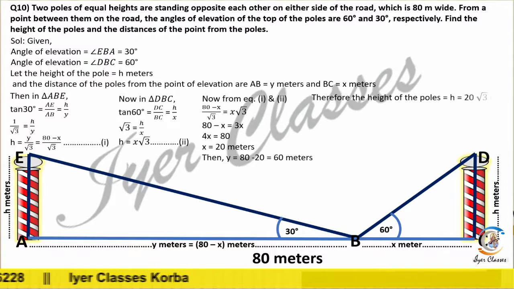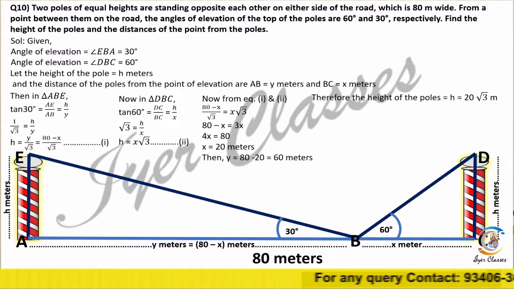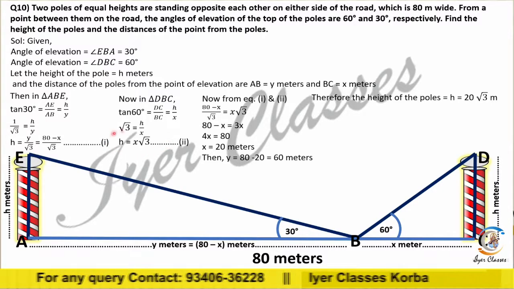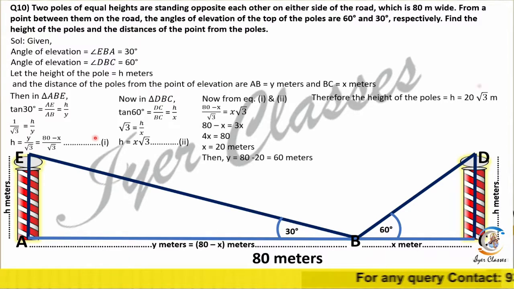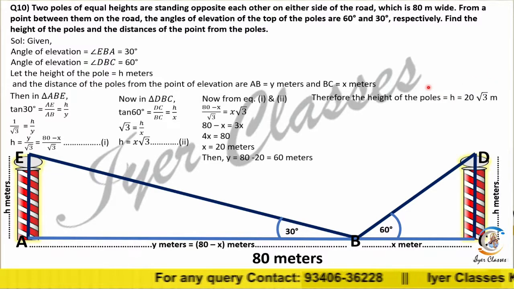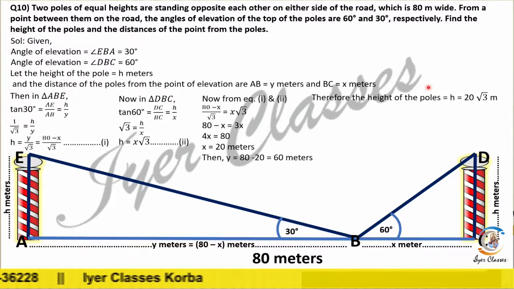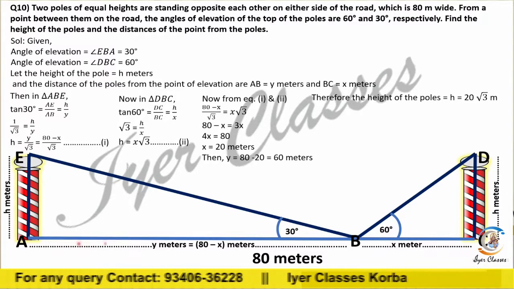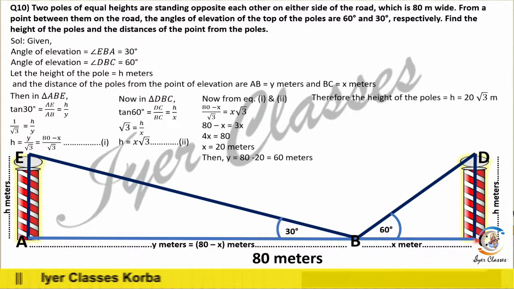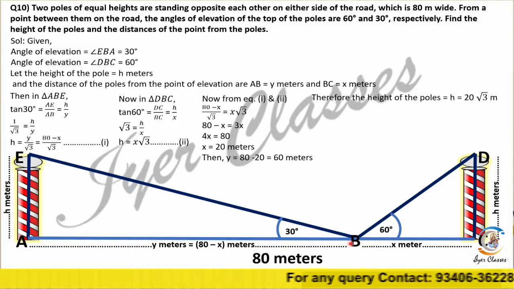Now comes the height of the pole. I know the height of the pole h. h is equal to what? We have taken in equation number 2. You can see here h is equal to root 3 times x. We know the value of x is equal to 20. So, what is the height of the tower? The height of the tower is 20 root 3 meters. This is what we are supposed to calculate, the height of the towers, which is equal to 20 root 3 meters, and the distance of the point from where you are watching the two towers. So, from point A it is 60 meters, and from C it is 20 meters. This is the solution to this given problem.